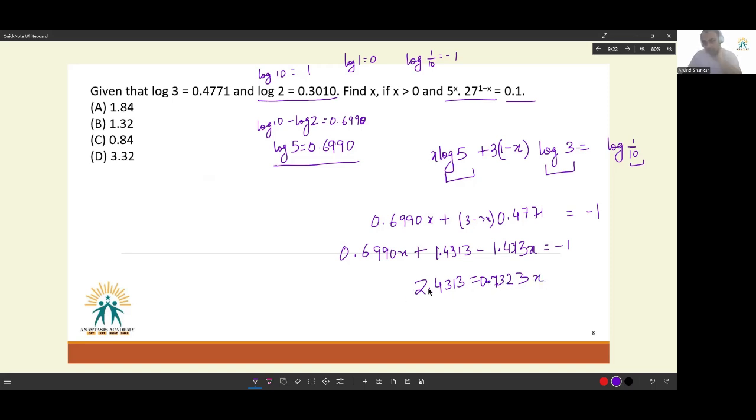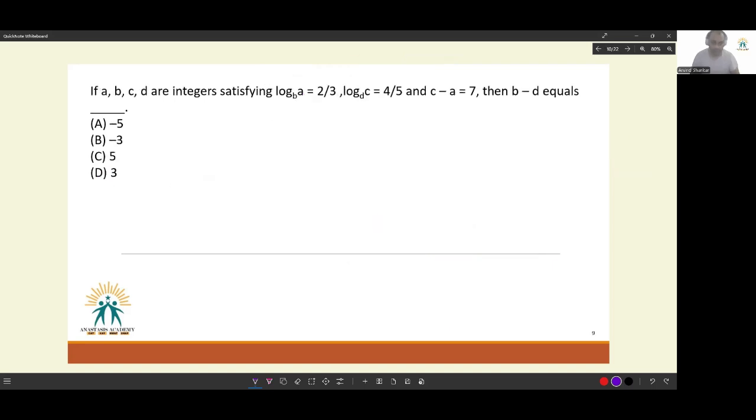0.7323x is equal to 24313. And from this, I can see x has to be greater than 3. I can get rid of the decimal spots. I can see 7,000 into 3 is 21,000, but this is more than 24,000. So my answer has to be greater than 3. Among the available options, the only one that fits is option D, and therefore I'll mark D. Otherwise, I can, of course, always go on to use the calculator in order to arrive at the answer.